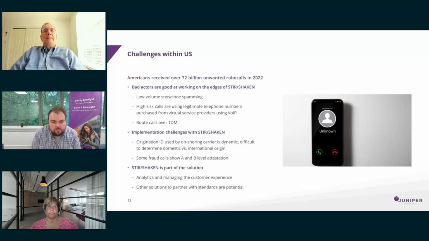The other limitation within STIR/SHAKEN is that bad actors can get valid telephone numbers to perpetuate scams and then just move on. And we've seen that happen a lot with low-volume snowshoe spamming. So they'll place a very small number of calls across a large number of telephone numbers.